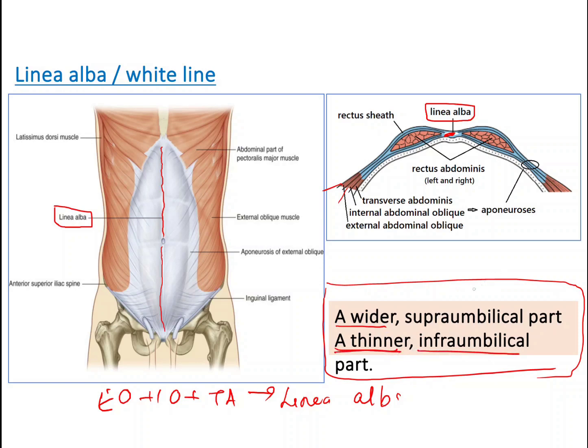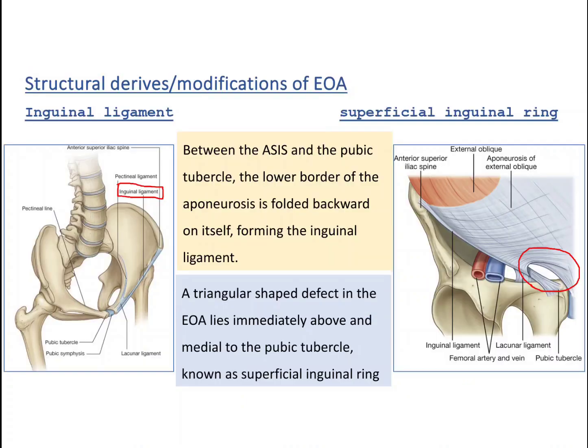So this has got surgical importance. Remember this point. The supraumbilical part of linea alba is wider, whereas the infraumbilical part is thinner. Now let us see the structural modifications of these anterolateral muscles.